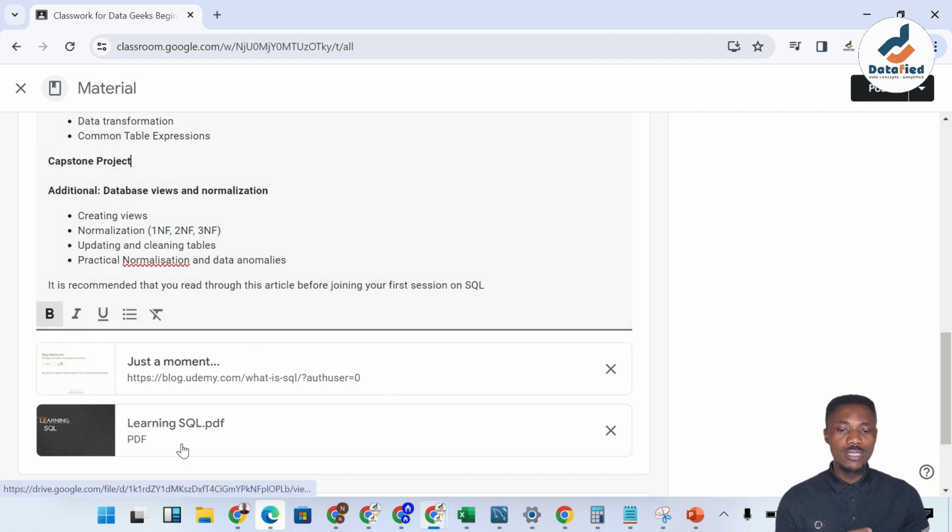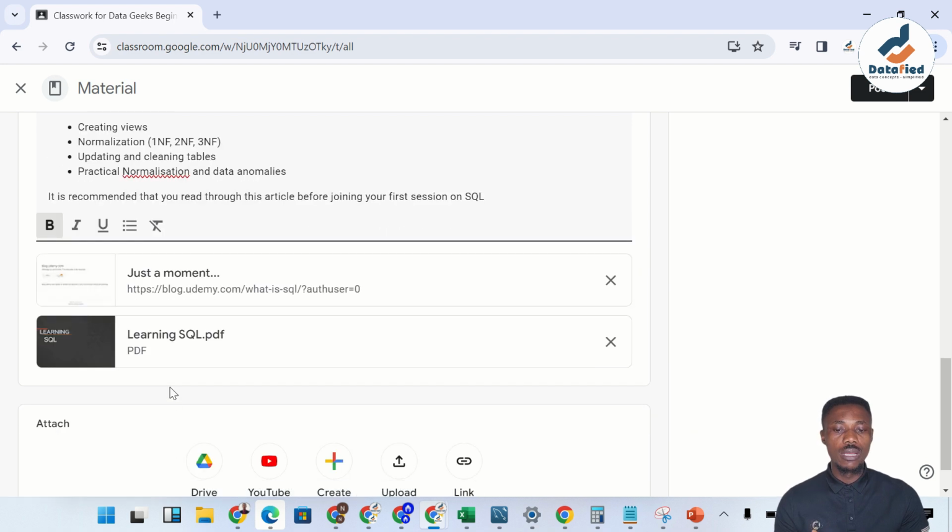I have some materials, of course, recommended text to read. So please go through these two materials. Very, very important. We have a SQL PDF attached here, which you can use to support your learning, and also help you understand some of the concepts which I'll be discussing in this course. And I have just a blog where you can read up some interesting stuff about SQL.